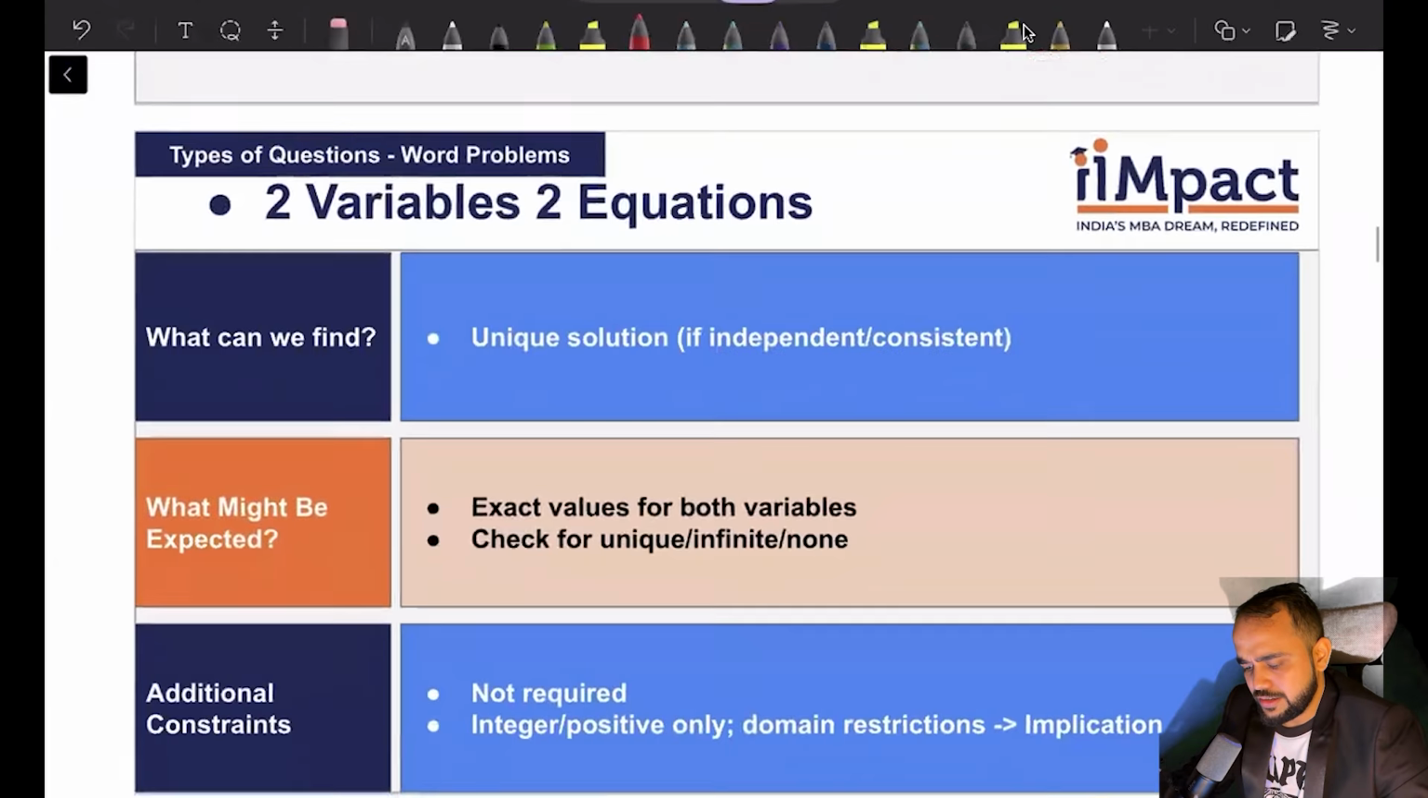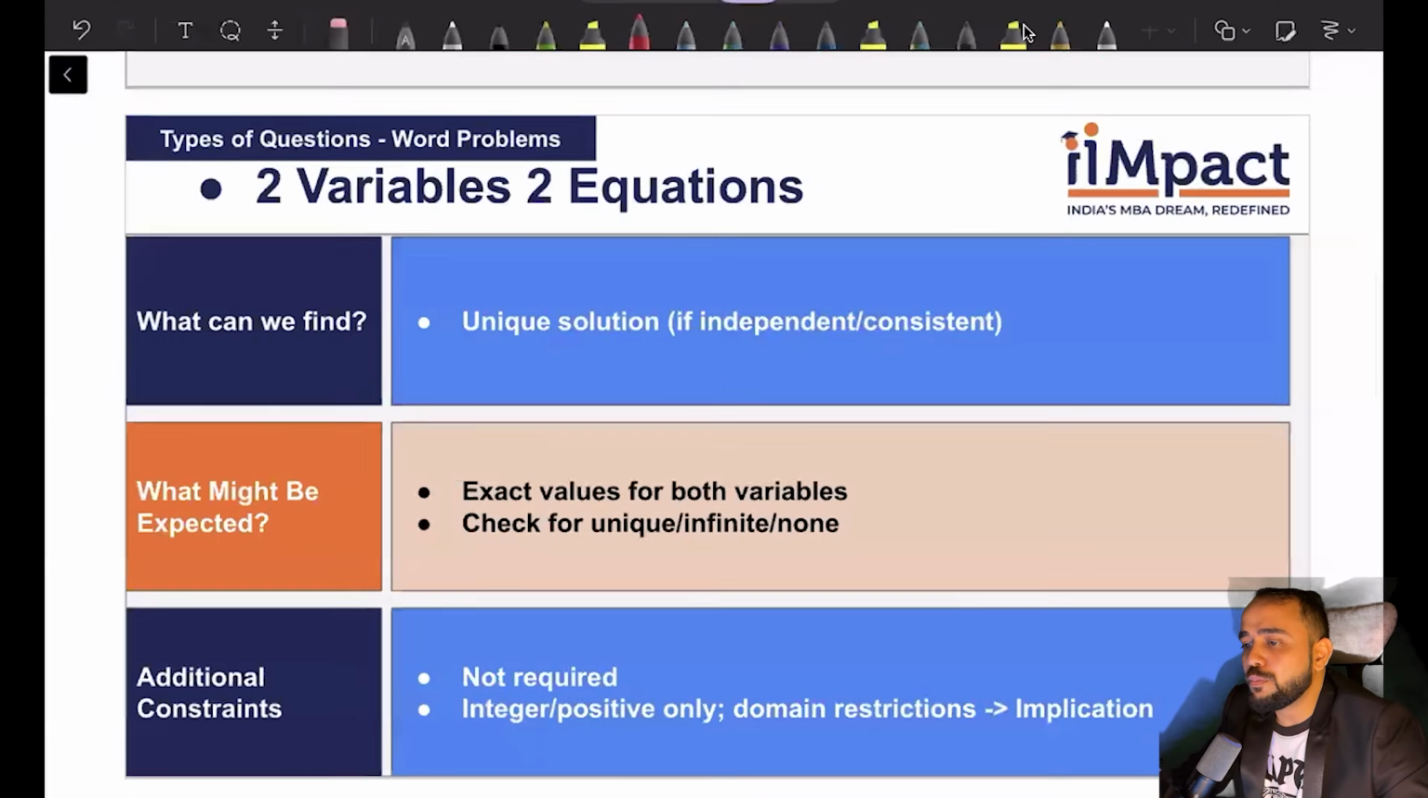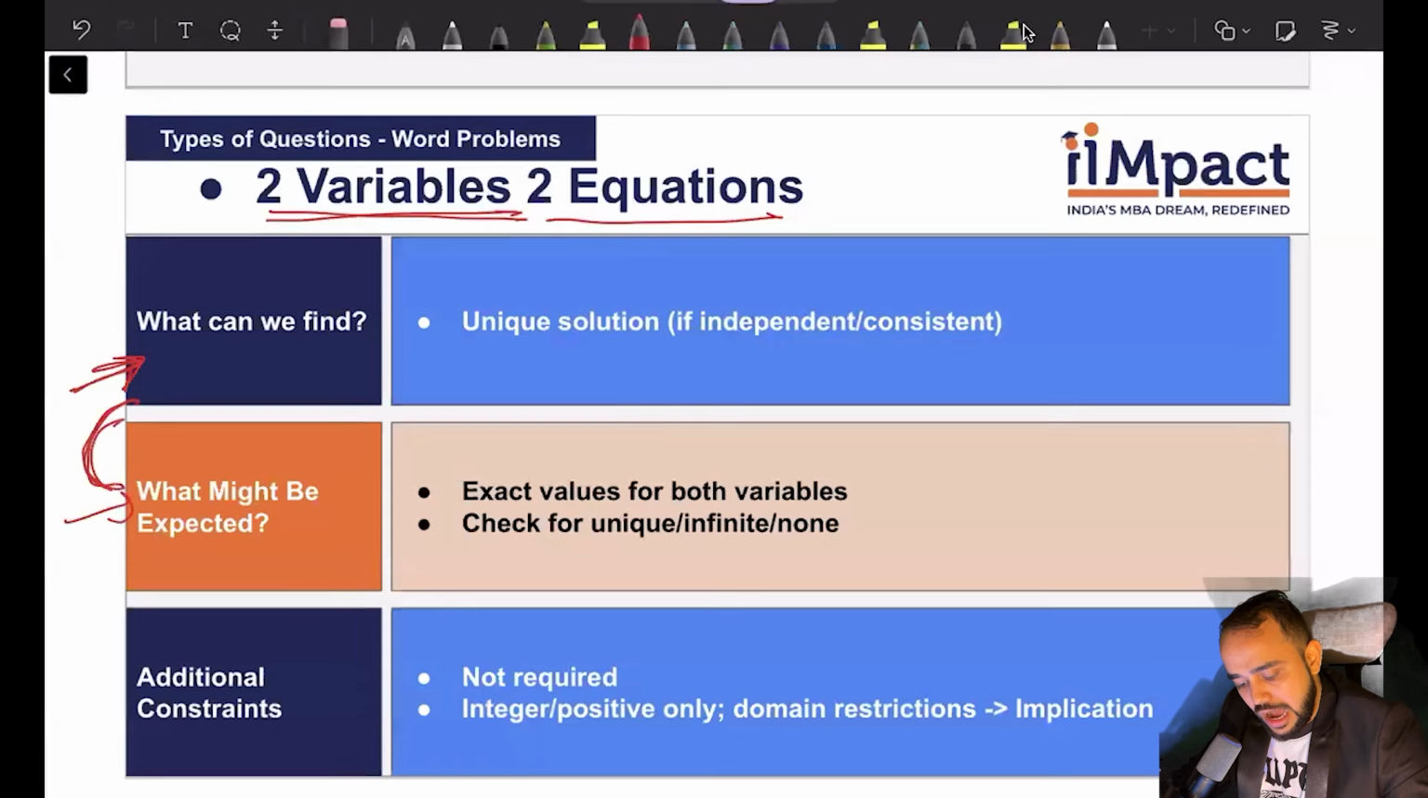So let us proceed. Let us go on to more complex, more frequently asked situations. Situation number one: two variables, two equations. Now, for the next four slides, I want you to look at the system from this lens. What is it that you can actually find? Forget what they are going to ask you. First, ask yourself, what even can I find? Then you ask yourself, what might be expected? And then to marry these two, are there any additional constraints required?